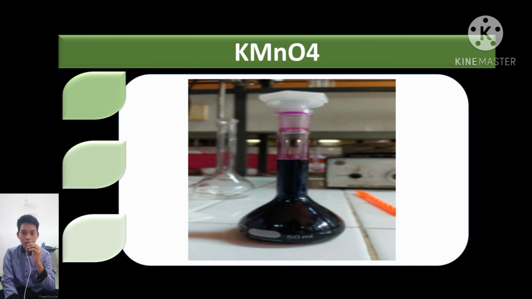This is a picture of potassium permanganate experiencing a color change. The black substance turned into a dark purple liquid solution.